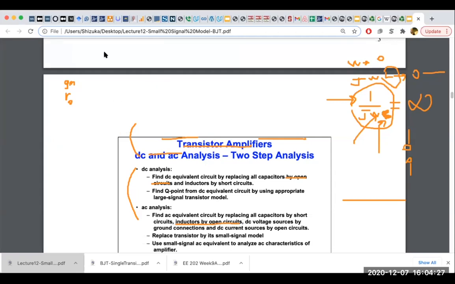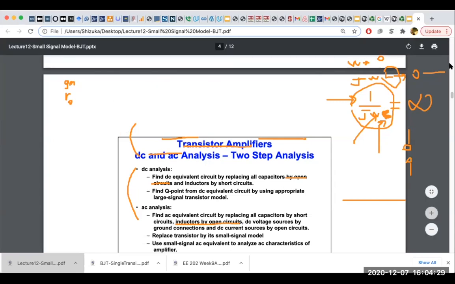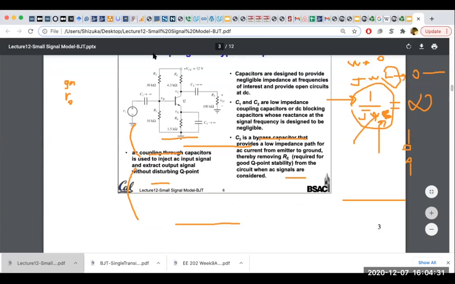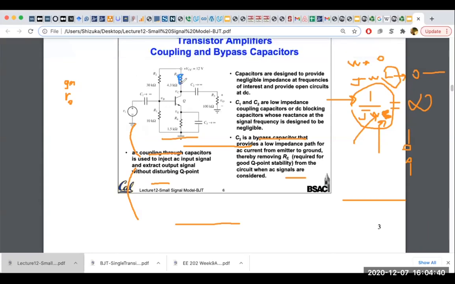So, for instance, if I draw here, instead of the resistor, an inductor, and if I draw here a cap, when you draw the AC, what you do is, these are called chokes, C-H-O-K-E.